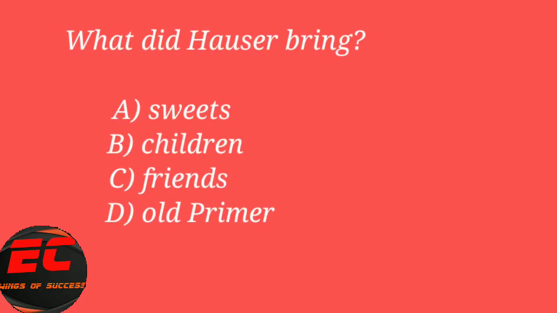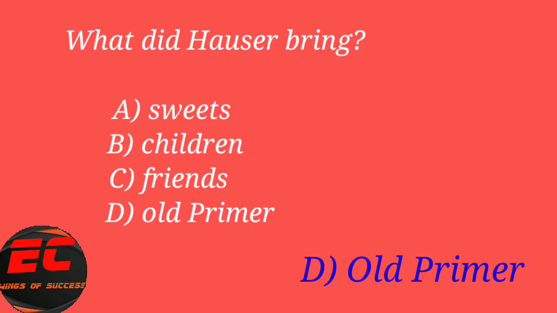Next, what did Hauser bring? Four options. Option A, sweets. B, children. C, friends. D, old primer. So the correct answer is option D, old primer.